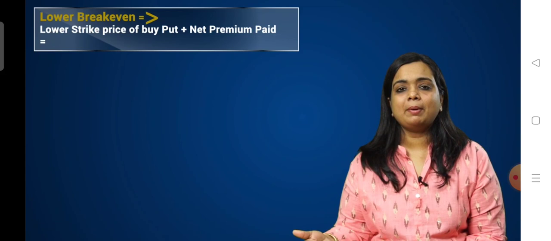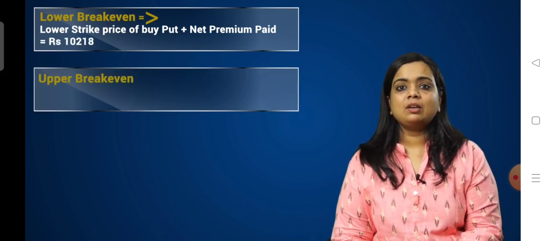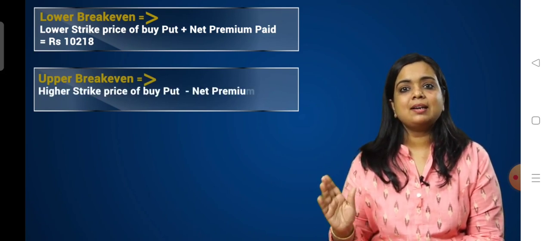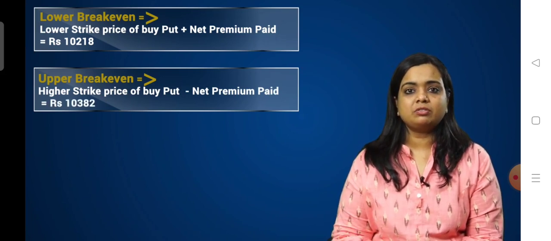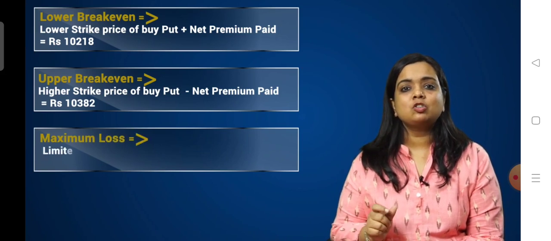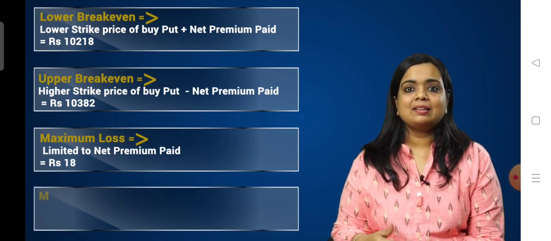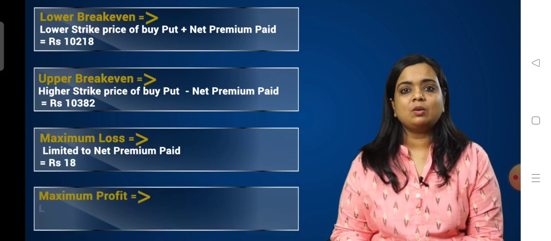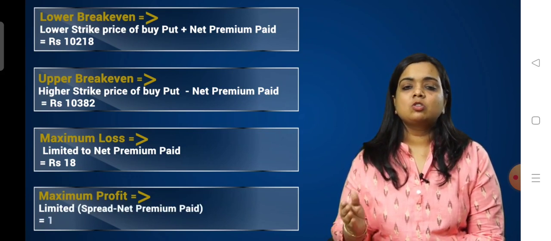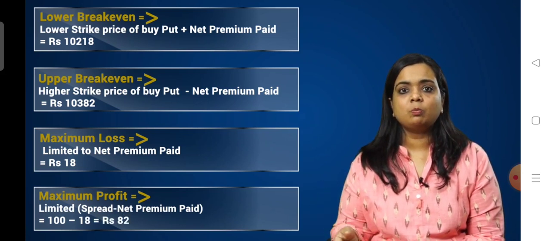So we can sum up by saying that the lower break-even is the lower strike price of the bought put plus the net premium paid, which is 10,218. The upper break-even is the higher strike price of the bought put minus the net premium paid, which is 10,382. The maximum loss is limited to the net premium paid, which is 18 rupees, and the maximum profit is also limited, which is calculated by the spread minus the net premium paid. So the spread is 100 rupees minus 18, which is 82 rupees.